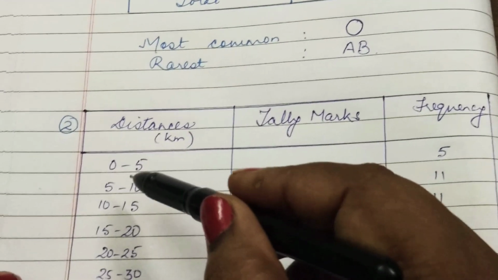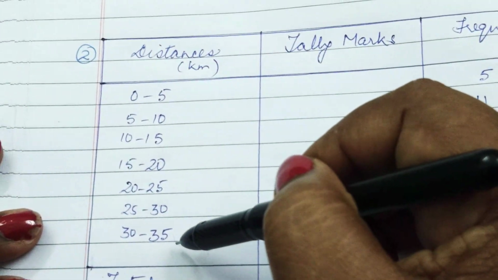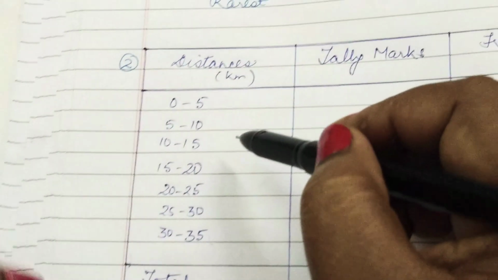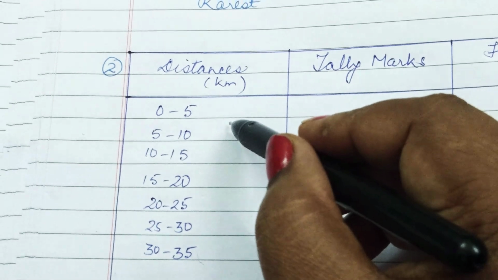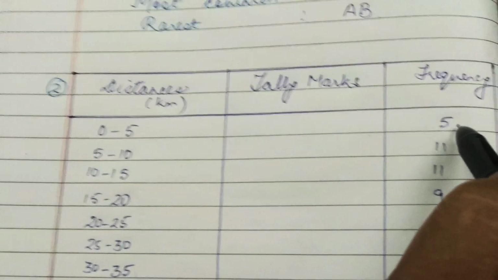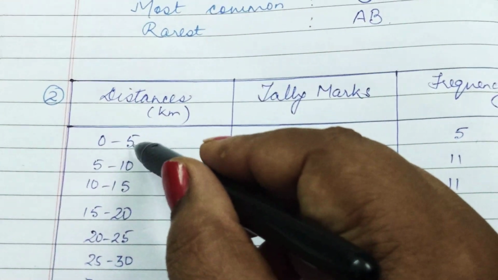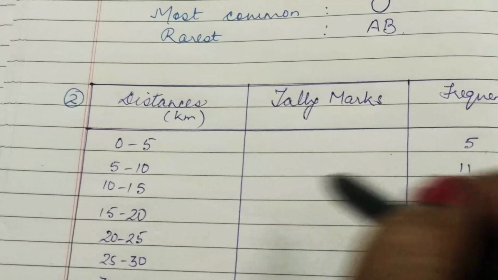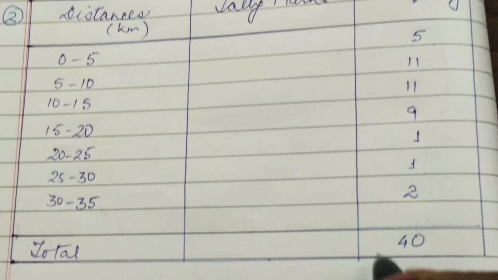So we will make the distances like this: 0 to 5, 5 to 10, 10 to 15 and so on till 35, because the maximum is 32 and we cannot write 32 directly because we have to make a class size of 5. Now when you see the table, between 0 to 5, 5 will not be included. How many engineers are there? 5 engineers live within the distance of 0 to 5. Then 5 to 10, again remember students, the upper limit is not taken into consideration. So between 5 to 10, 11, 10 to 15, 11 and so on. When you go on writing, the total you will get is 40.